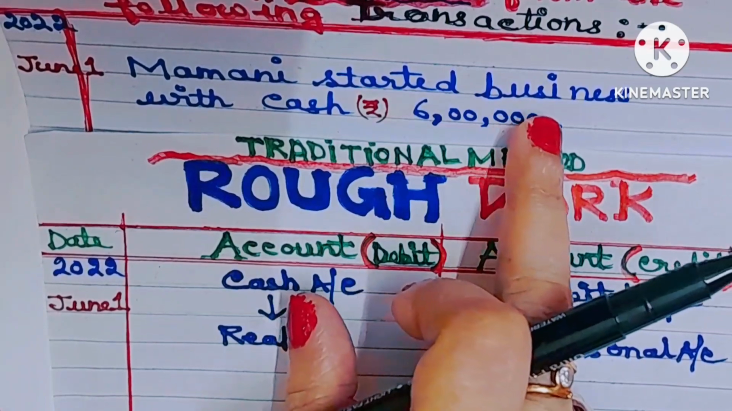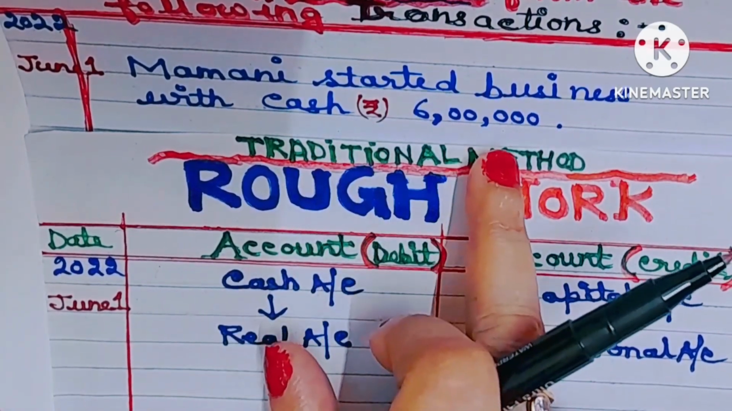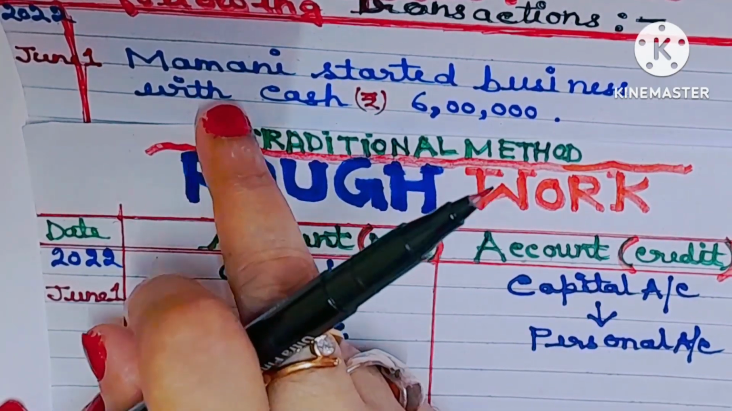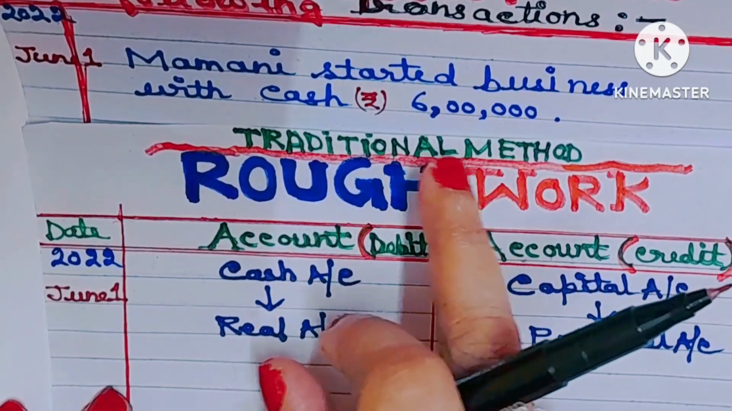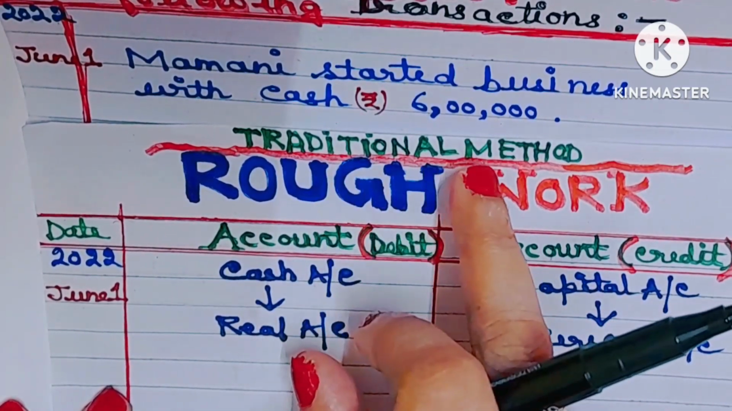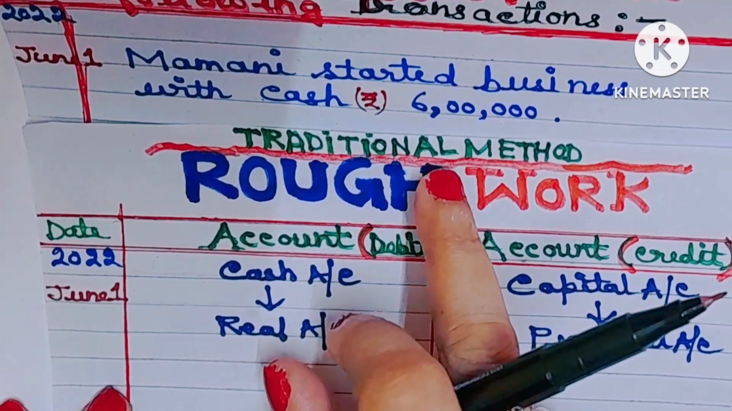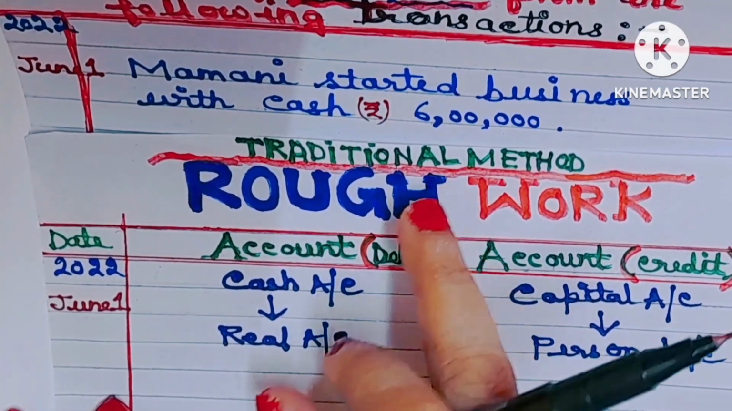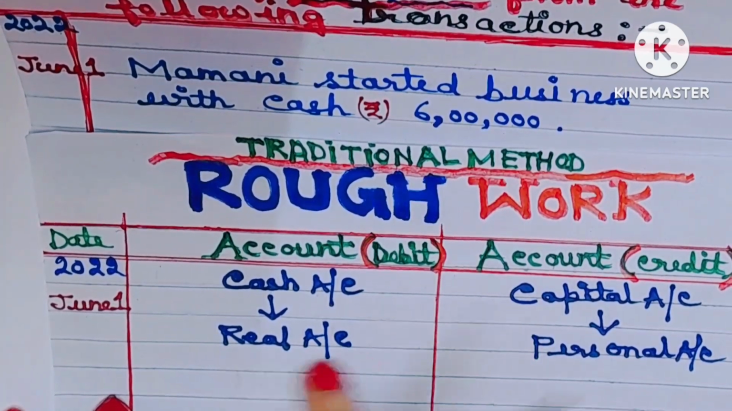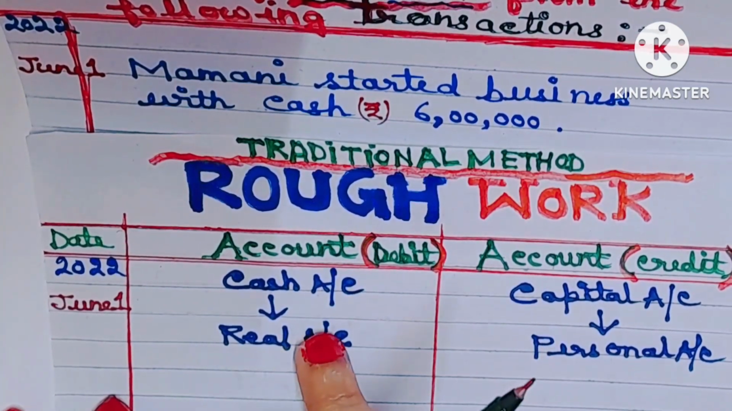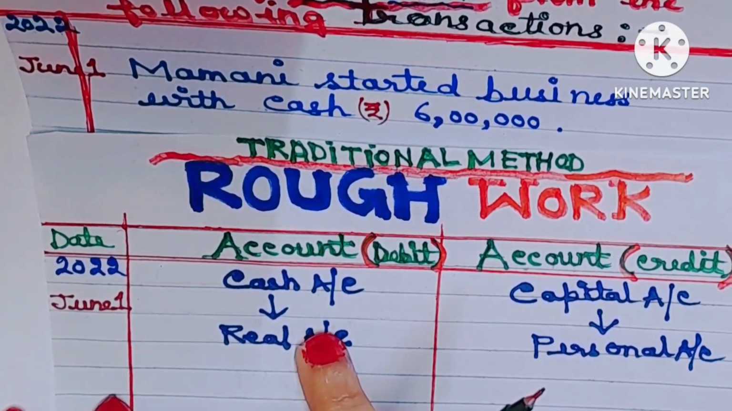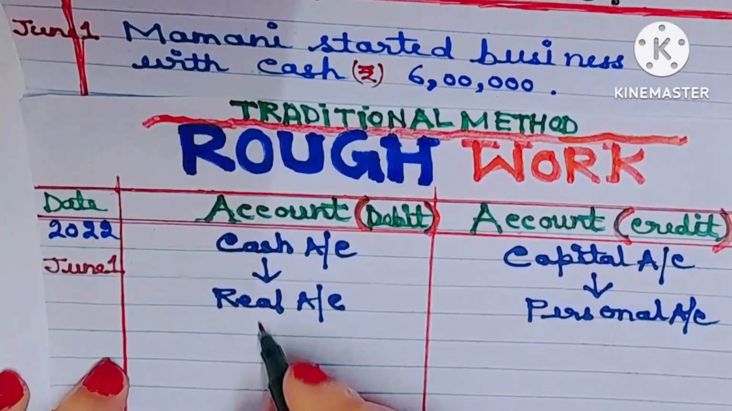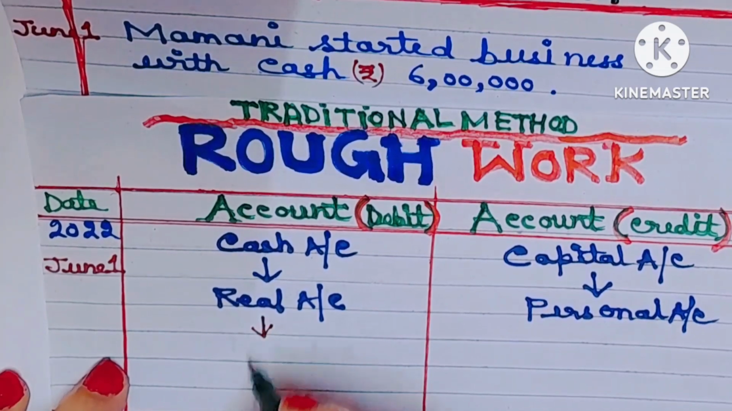Okay. Now let's analyze the transaction. Mamuni started business with cash rupees 6 lakhs. So here, when Mamuni started business with cash, she is a giver of cash or capital. So here cash comes into the business and cash comes under real account. And according to the rule of real account, what comes in is debit. So cash account will be debited. Okay. So we'll debit cash.